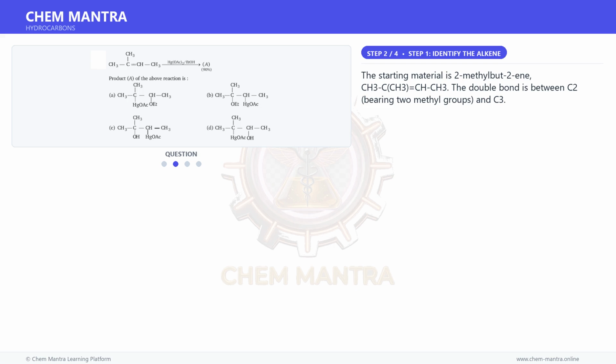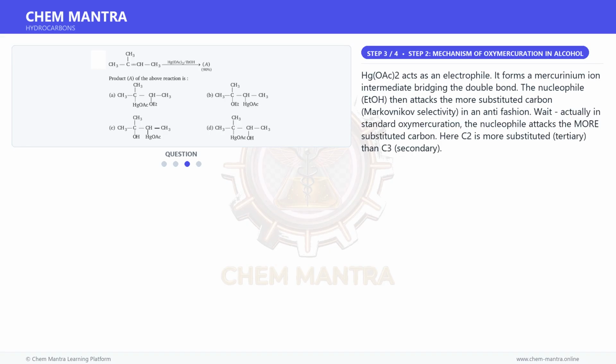The starting material is 2-methylbut-2-ene, (CH3)2C=CH-CH3. The double bond is between C2, bearing two methyl groups, and C3. Moving on to the next step.